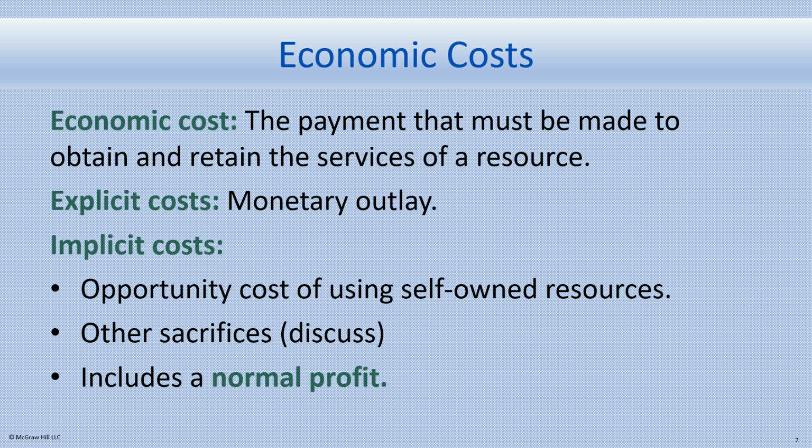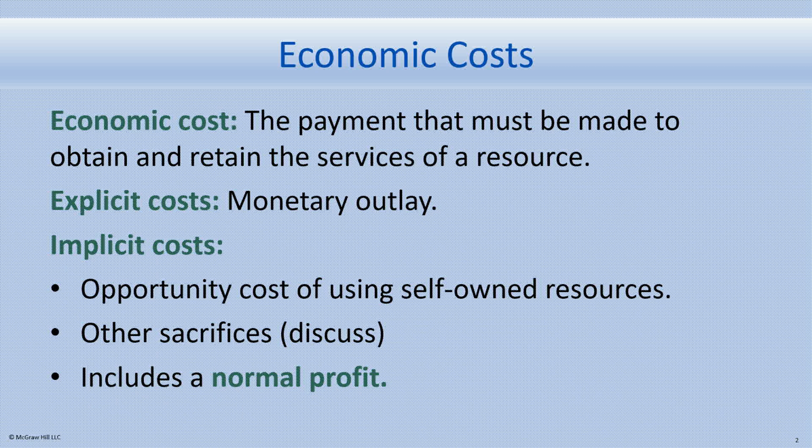Other sacrifices we're going to look at. Implicit cost will involve a whole panoply of sacrifices you might not even think about. For instance, if you quit your $50,000 a year job at the post office to start a new business, you have to realize you're giving up that income you were earning from your job. That would be another sacrifice. That would be a very real cost.